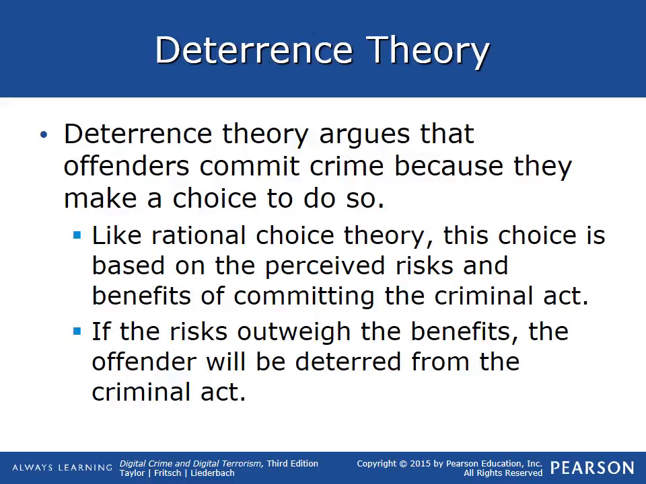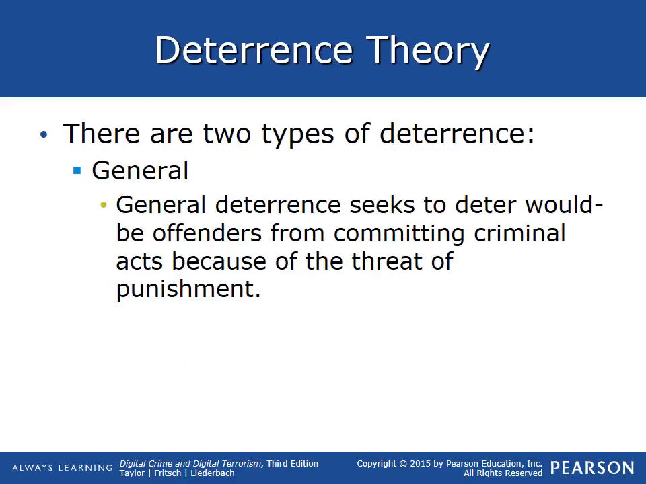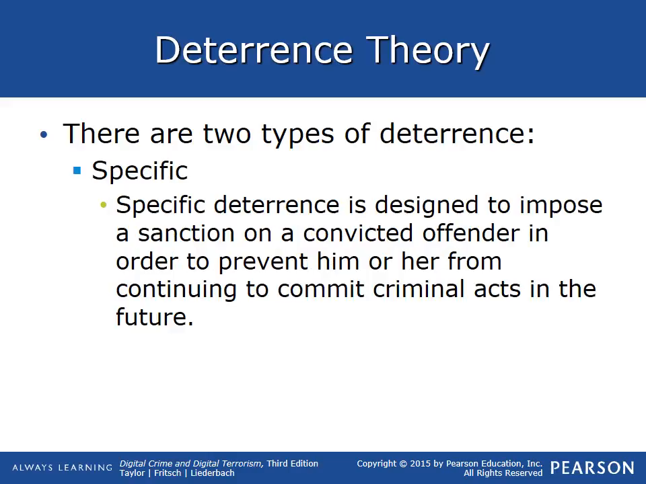All right, deterrence theory. Kind of like rational choice theory, choice is based on perceived risks and the benefits of committing the crime. If the risks outweigh the benefits, the offender will be deterred from the criminal act. Two types, basically. General deterrence seeks to deter would-be offenders from committing criminal acts because of the threat of punishment. Again, go back to our Chinese hackers: hack me and I will kill you. So that's a deterrence. You're definitely thinking twice before you do something.